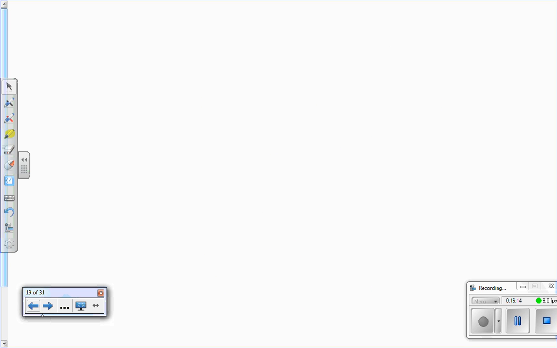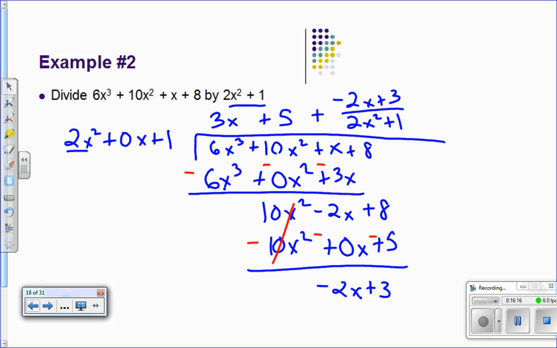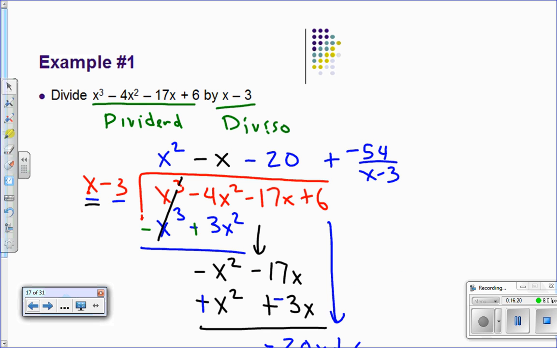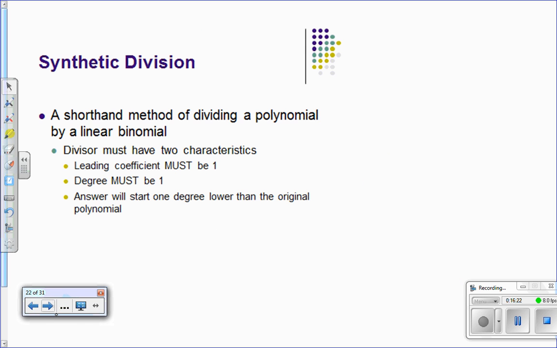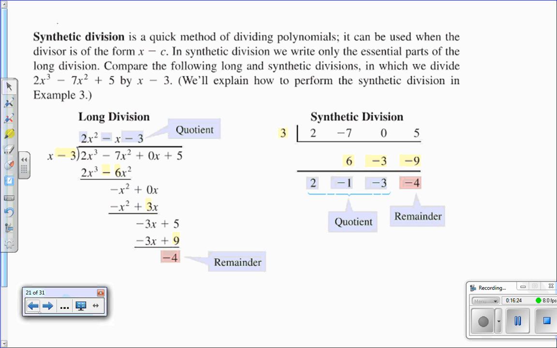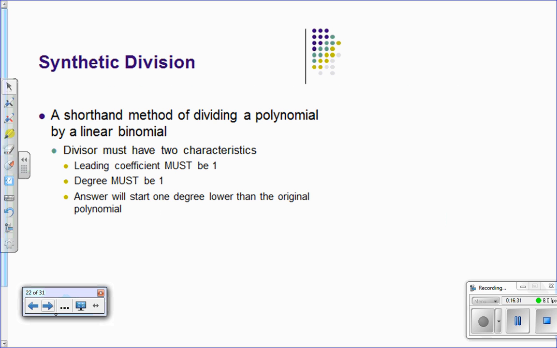We could not have used synthetic division on this example because the divisor is not linear, but we could have used it here on example 1. In synthetic division we write only the essential parts. Let's explain how this process works with a quick, easy example. Just to reiterate, the divisor must have two characteristics. The leading coefficient must be 1, and the degree must be 1, which is simply saying that it's a linear divisor.